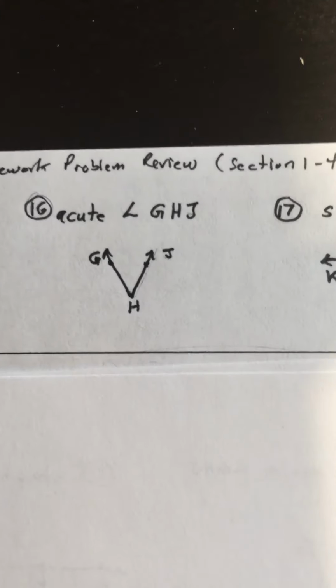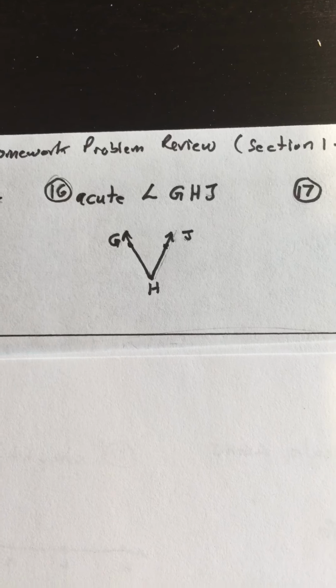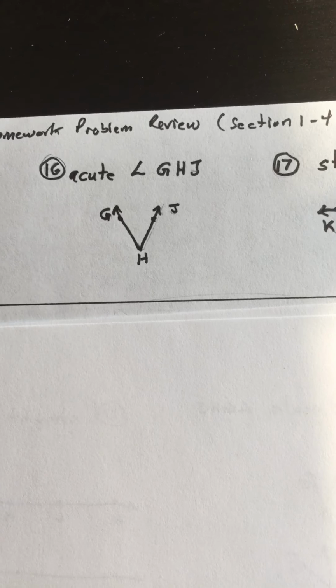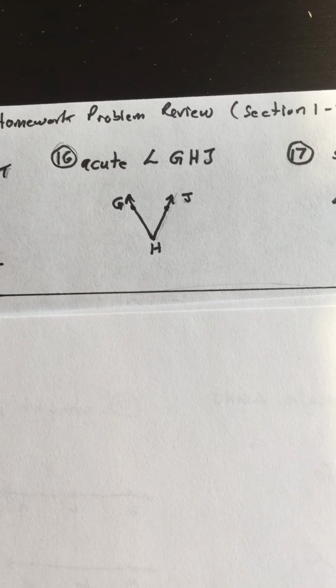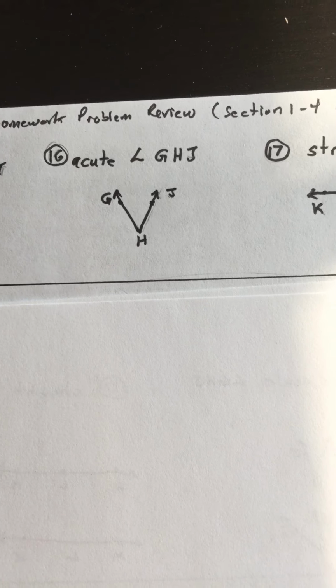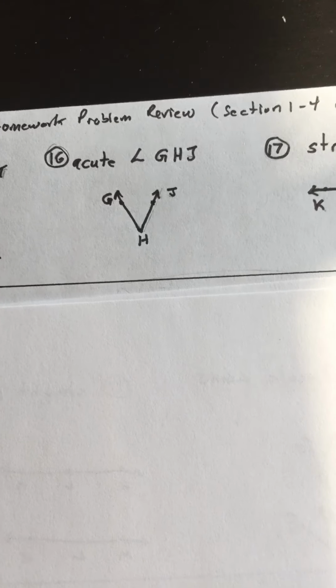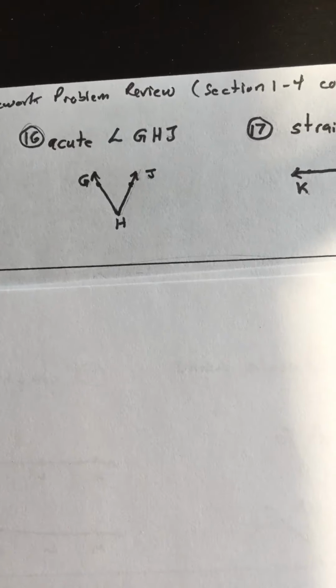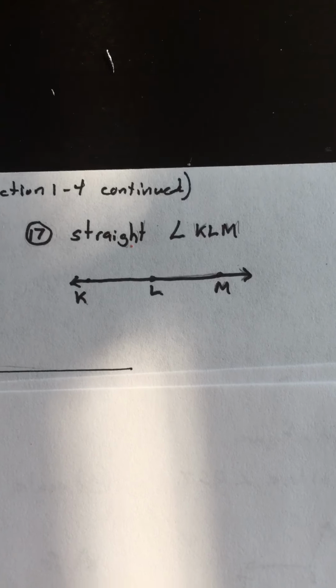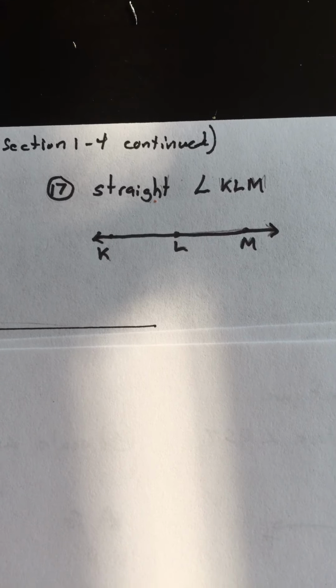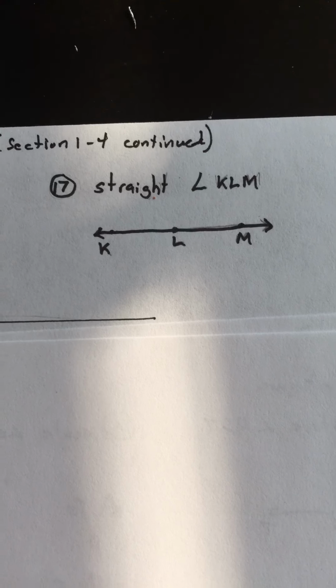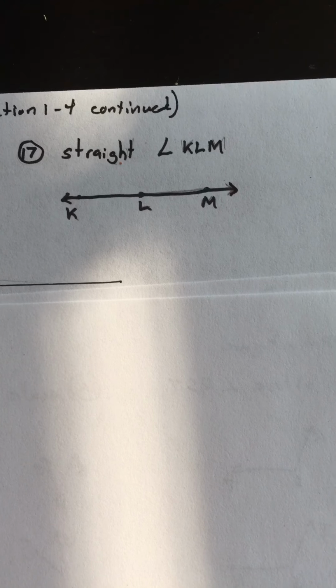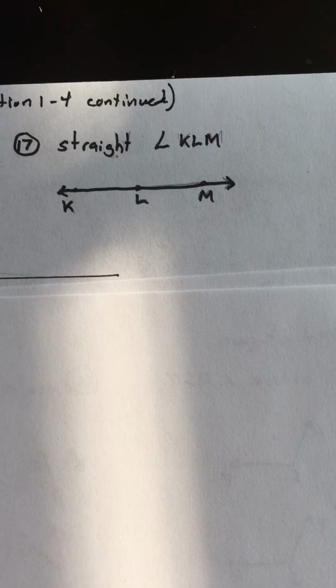For number 16, an acute angle GHJ. Again, H is the vertex because it's the middle term, and an acute angle means you're less than 90 degrees. And lastly, number 17, a straight angle, KLM. So straight angle means 180 degrees, L being the vertex is in the middle.